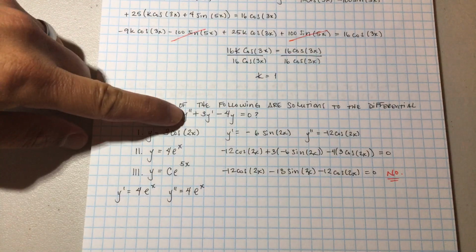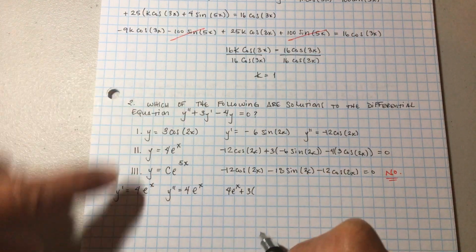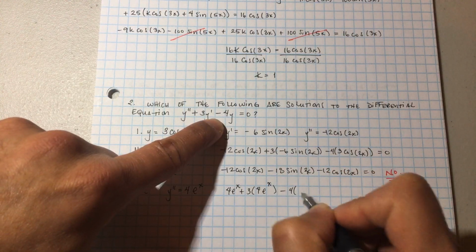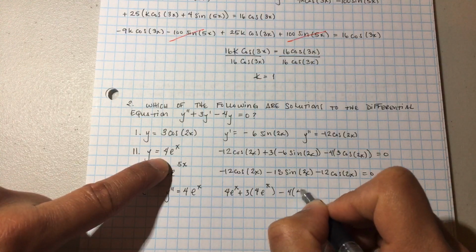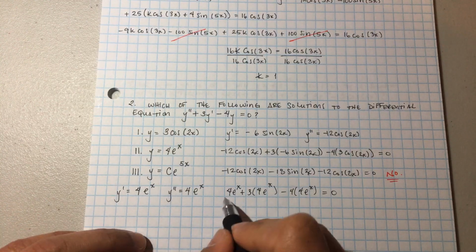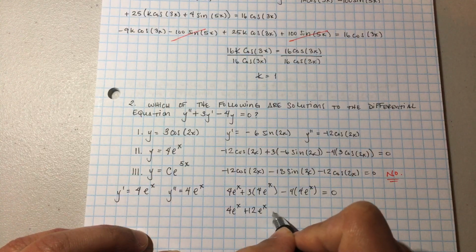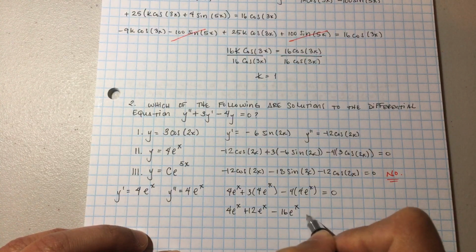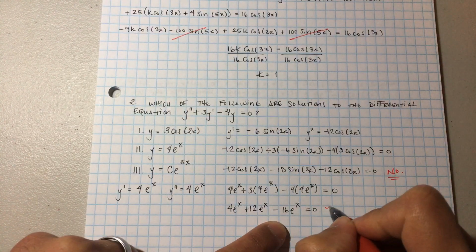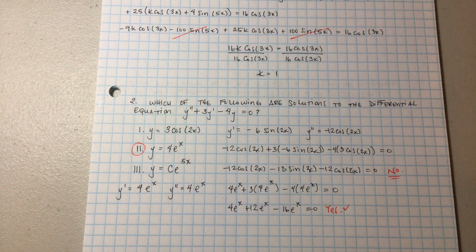So now we're going to do the same thing. So the second derivative, we're going to go ahead and plug it in there. 4e to the x plus 3 times the first derivative is 4e to the x minus 4 times the y. The y is the same thing, 4e to the x. Is that going to equal 0? All right, so 4e to the x plus another 12e to the x minus 16e to the x. Is that equal to 0? And you know what? 4 plus 12 is 16 minus 16. Yes, it is. It works. So we know at least this one is an answer.